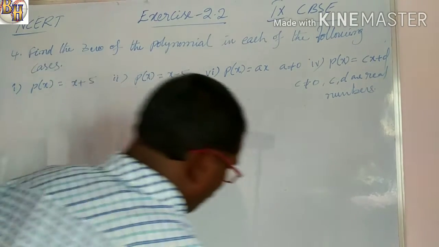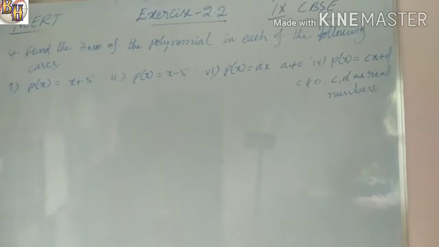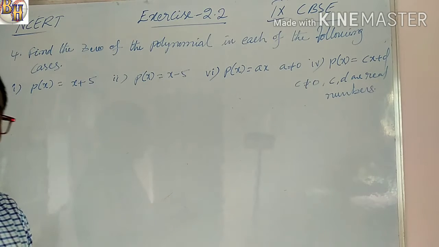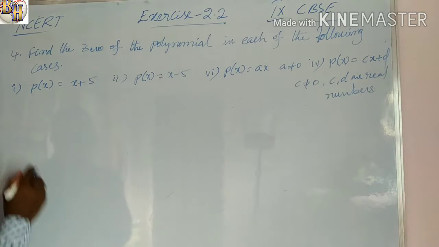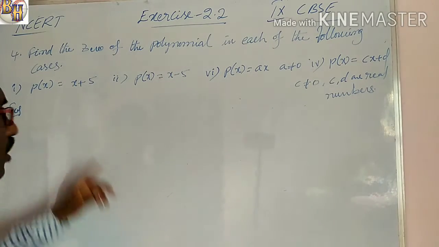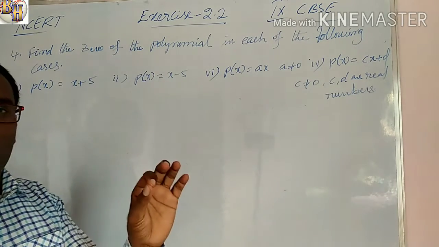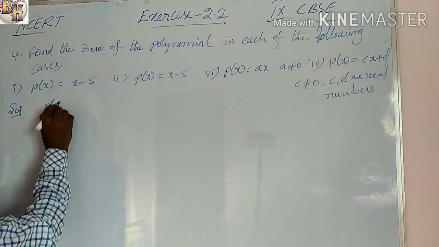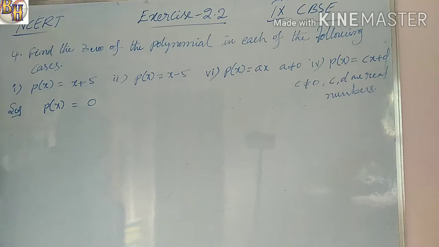Okay, next question. Fourth question. This is the last question from this exercise 2.2. Find the 0 of the polynomial in each of the following cases. What is the 0 of the polynomial? Simple question. 0 of the polynomial means that p of x must be equal to 0.